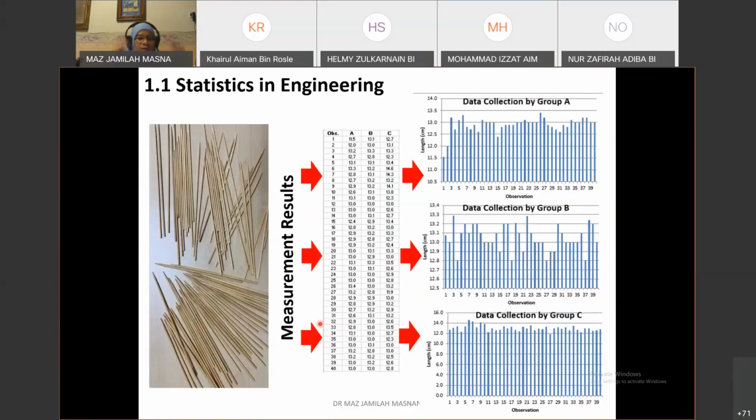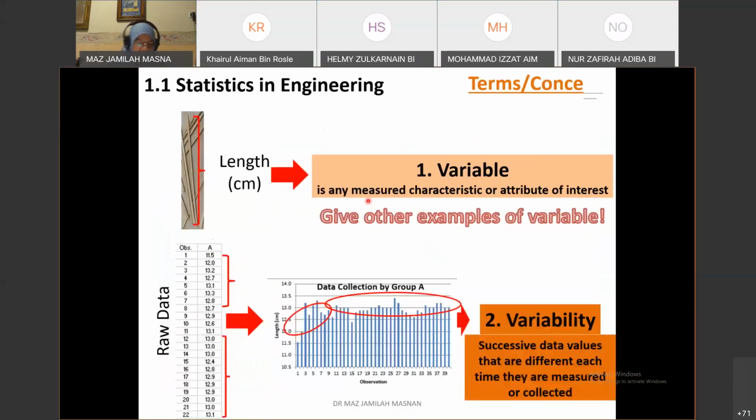all these concepts in statistics appear. Why variable, why variability, why population, why sample, why descriptive statistic, why inferential statistic, why random sampling. From this understanding, we know that there are differences and we know that we are measuring the length of the skewer. Now, let us begin the concepts one by one.